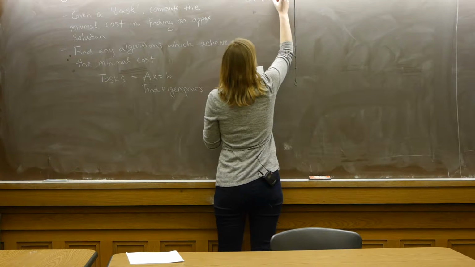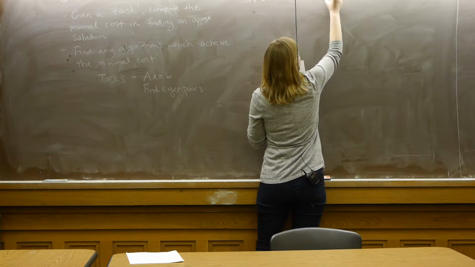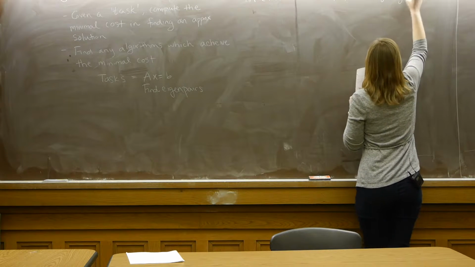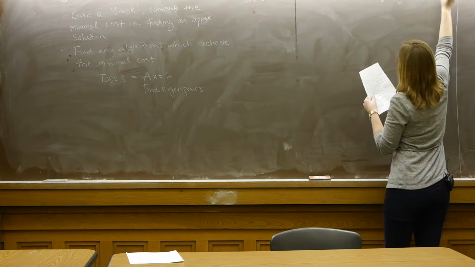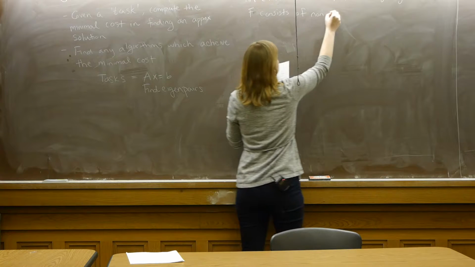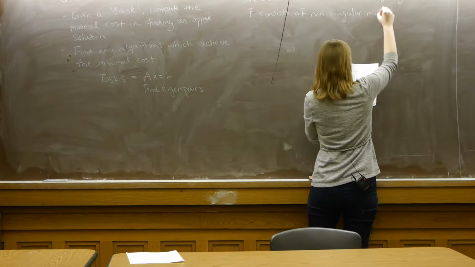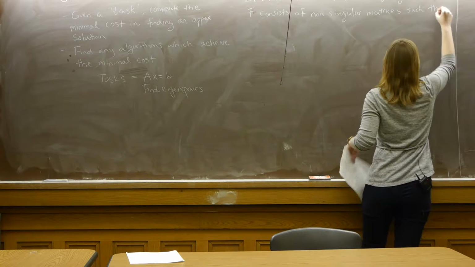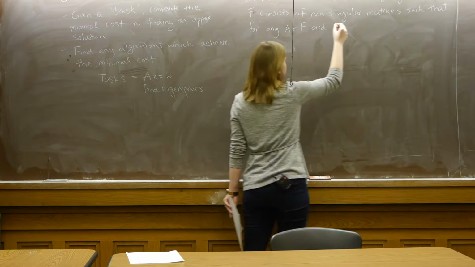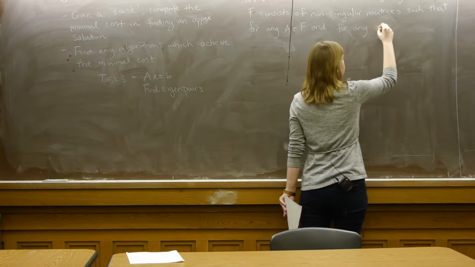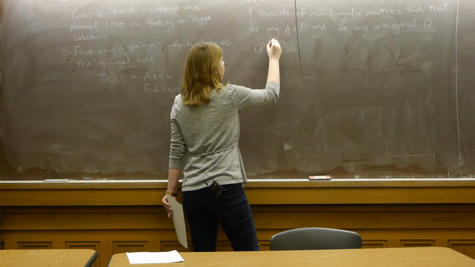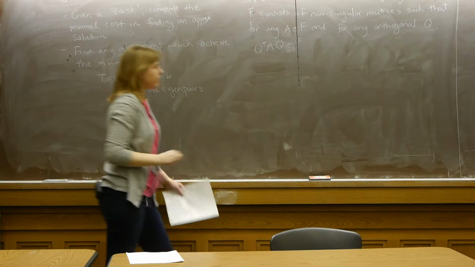So first, a class of matrices, we'll call it F, is orthogonally invariant if F consists of non-singular matrices such that for any A in F, and for any orthogonal matrix Q, we have Q transpose AQ is also in F. Okay.